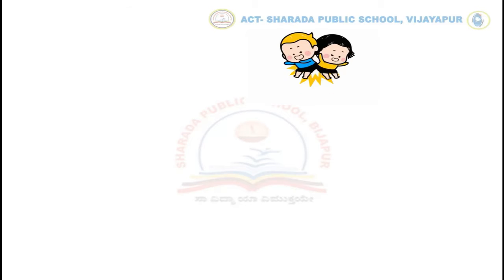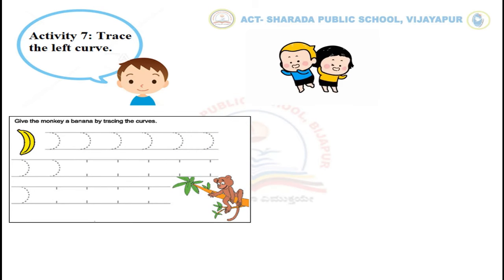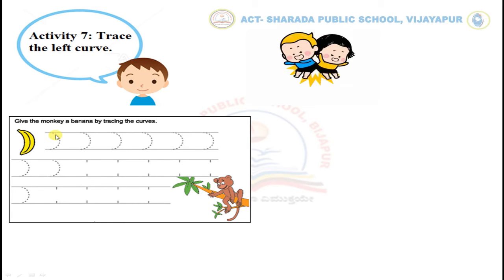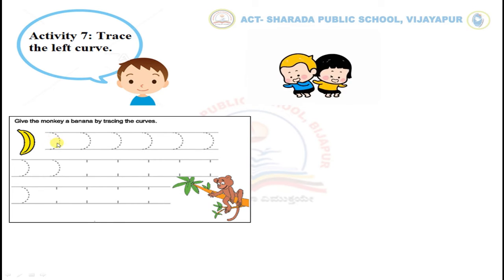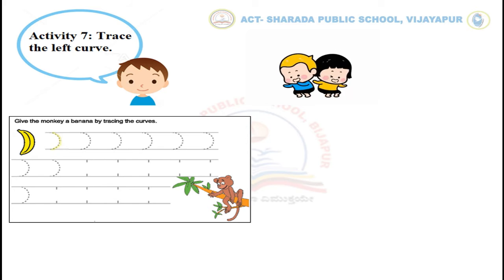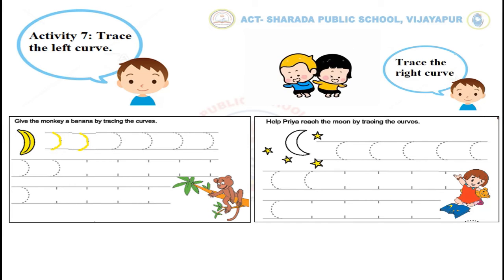Kids, now we will move to the seventh activity, that is, tracing the left curve. Start from the top and draw toward downwards as shown. Kids, in the same way, you have to complete the right curve.